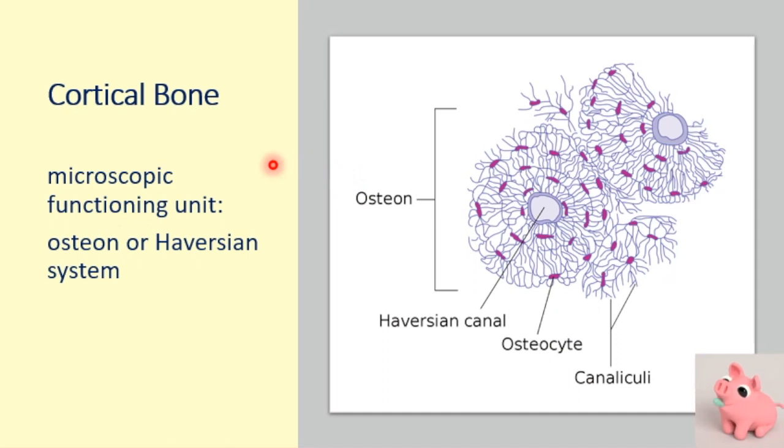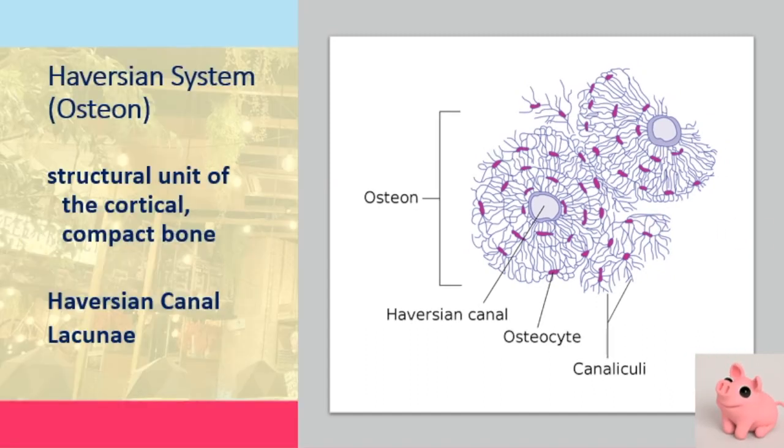Then you have your cortical bone. In your cortical bone, the one which is considered as a microscopic functioning unit is referred to as your osteon or Haversian system. Again, the functioning unit is your osteon or Haversian system. Then, when I talk about the Haversian system, this is a structural unit of your cortical or compact bone. It has parts which would include your Haversian canal and then your lacunae or lacuna.